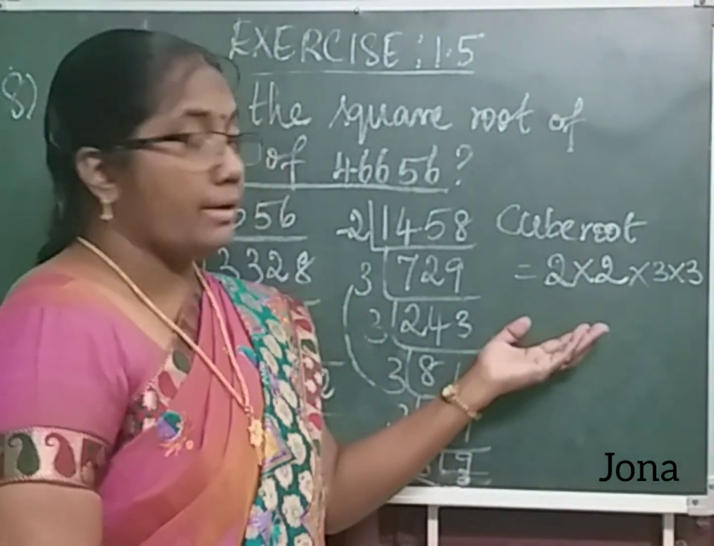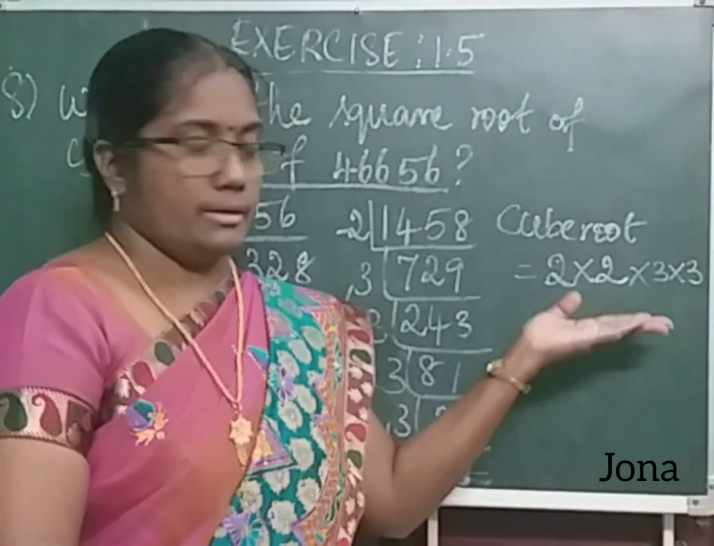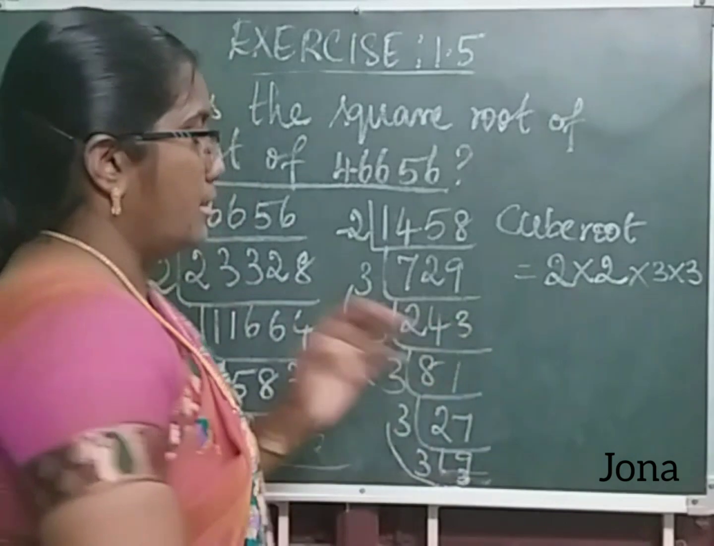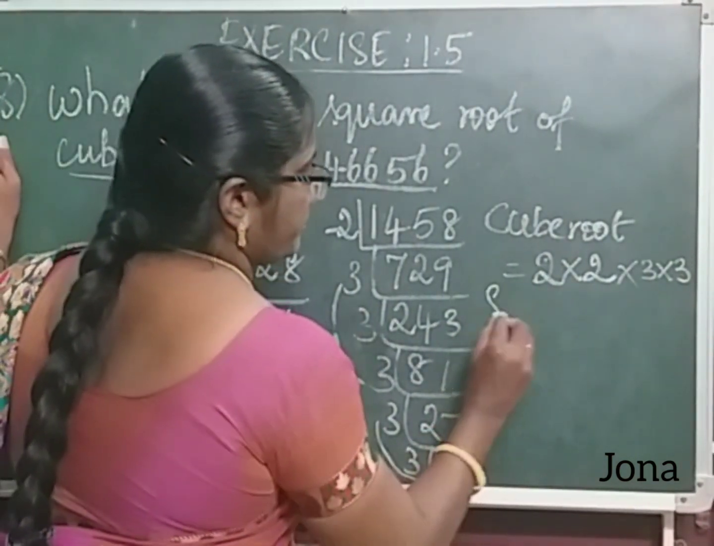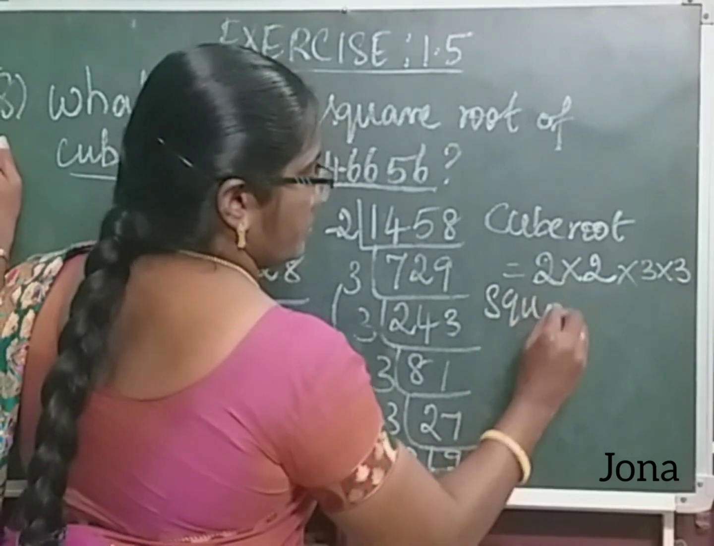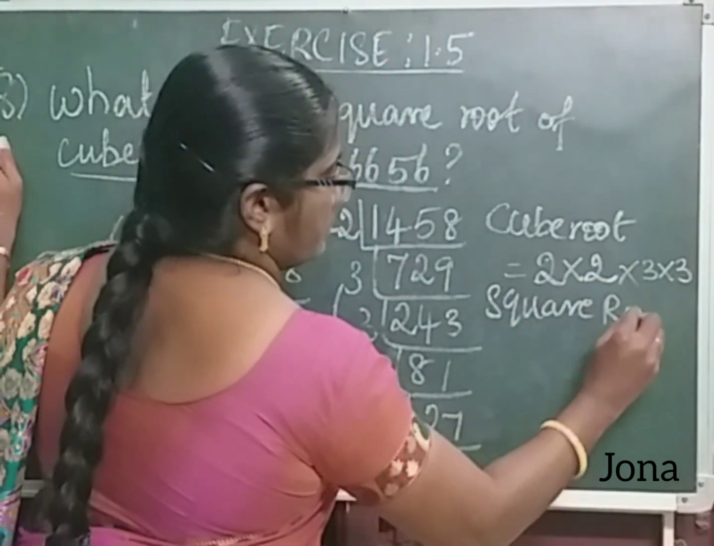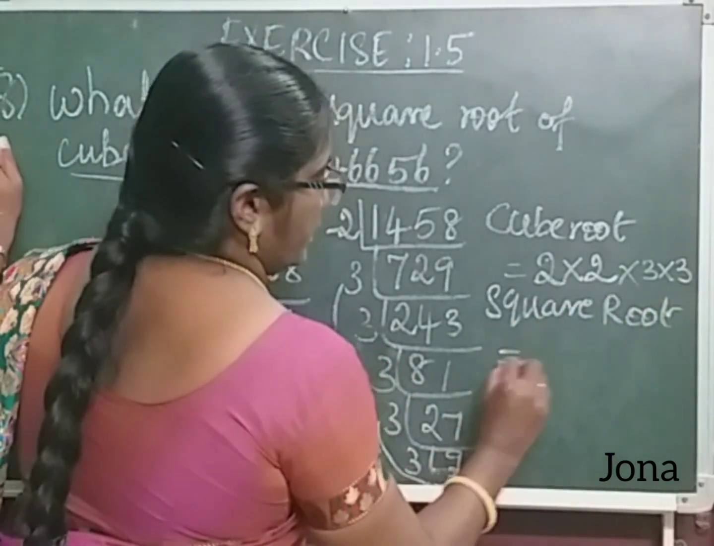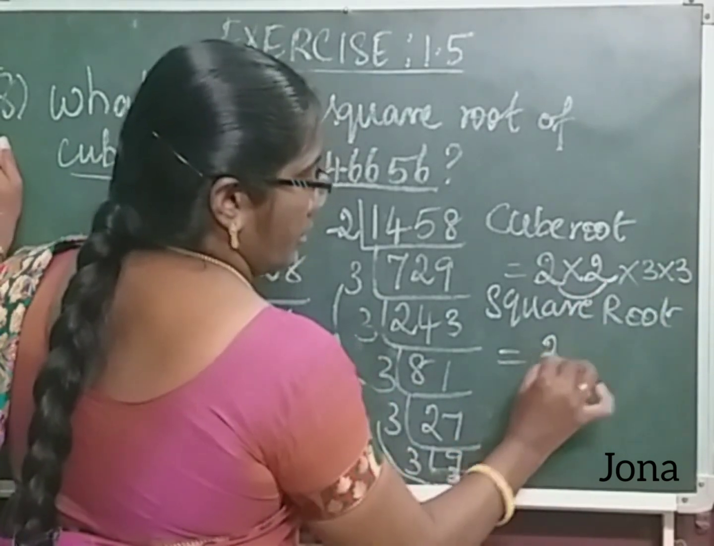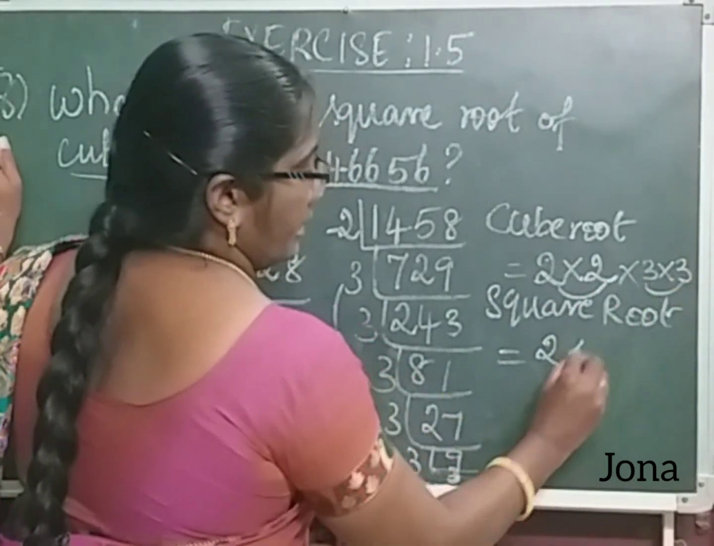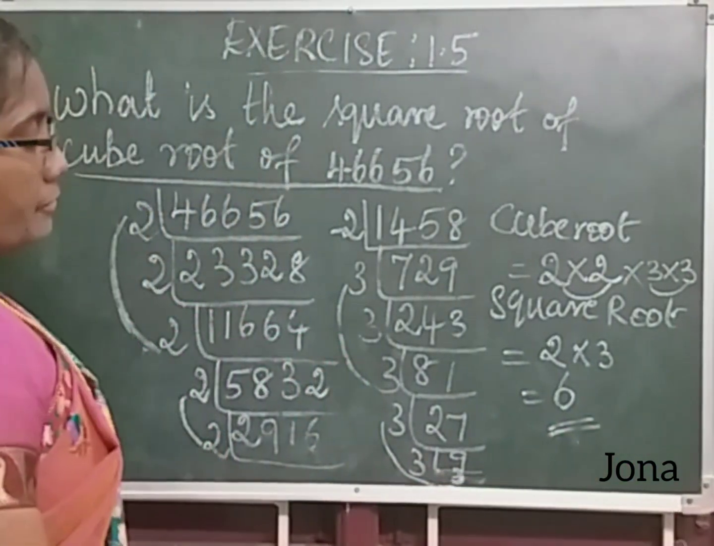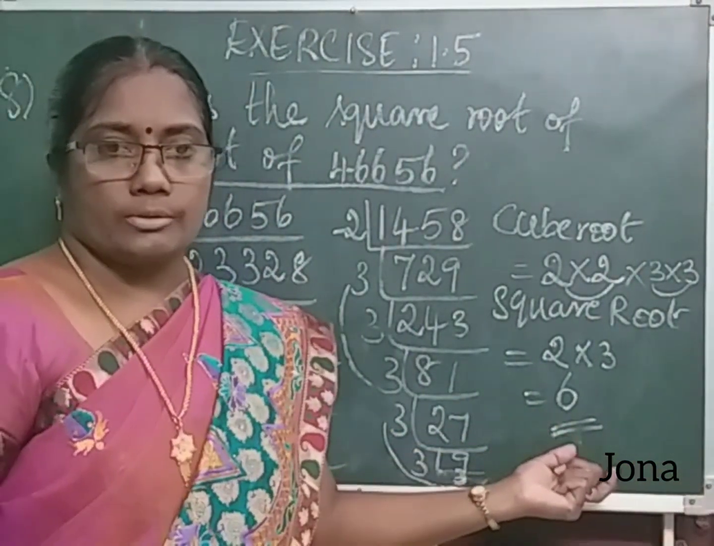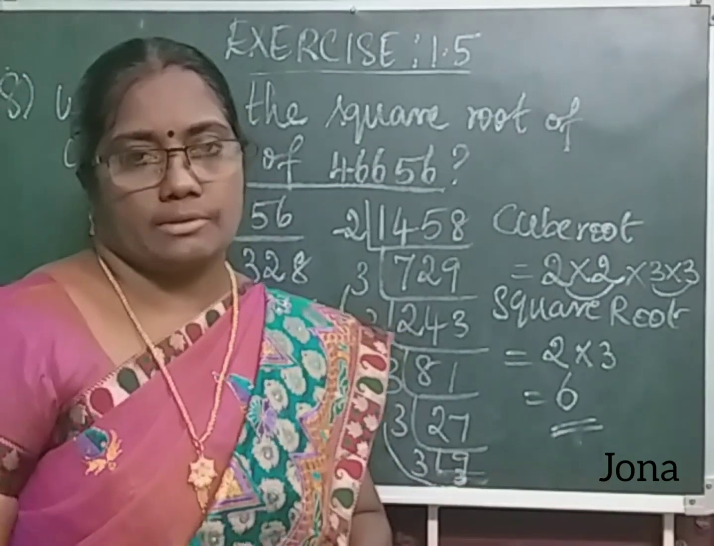Now I want to find the square root of this number. So we can take like this. That square root is equal to, for these 2 I want to take 1 2, for these 3 I want to take 1. So the square root is 6 there. So for this given number, the square root of the cube root is 6 only.